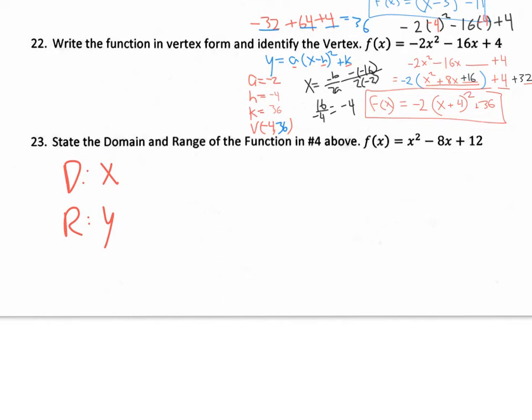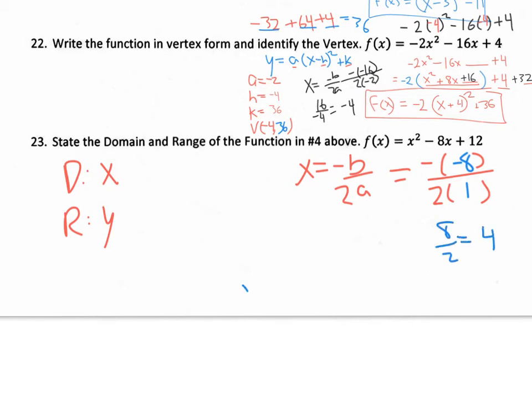We need to get a visual first before we talk about domain and range. On any graph that you want to talk about domain and range, you want to find the most important point, and this parabola has the most important point, the vertex. We need to find that vertex by doing x equals negative b over 2a. Let's plug in the values with parentheses: negative negative 8 over 2, which is positive 8 over 2, which equals 4. And that is your vertex x value of 4.